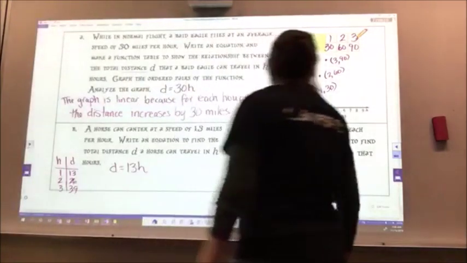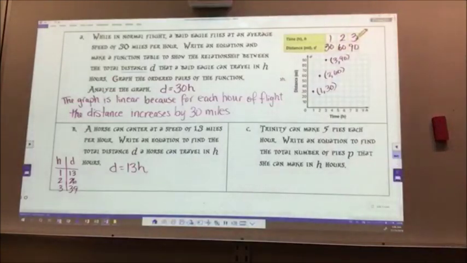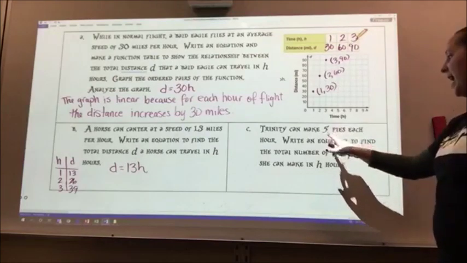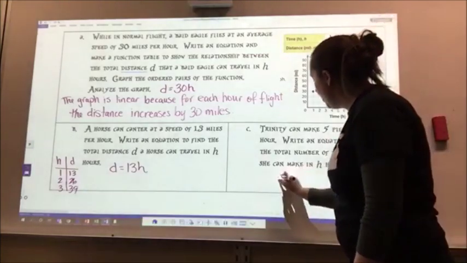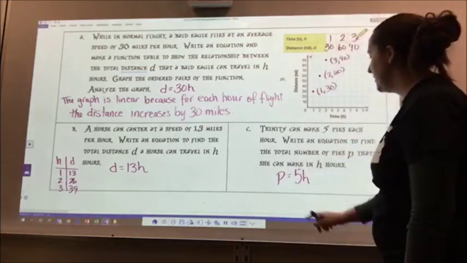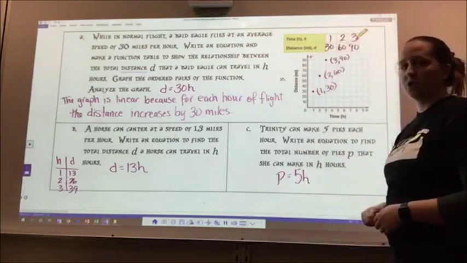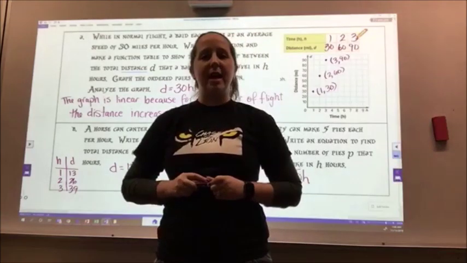For letter C, Trinity can make 5 pies each hour. Write an equation to find the total number of pies, P, that she can make in H hours. She's making 5 pies per hour, and the total number of pies is P. So P equals 5H. And that is the end of Chapter 8, Lesson 4.